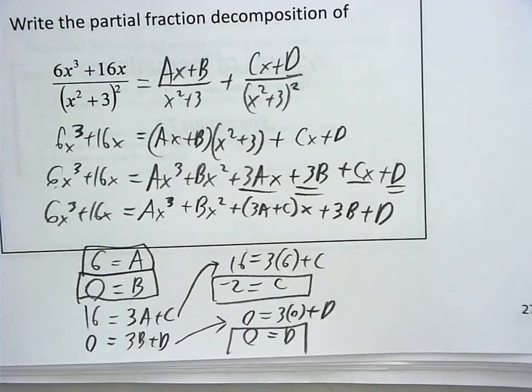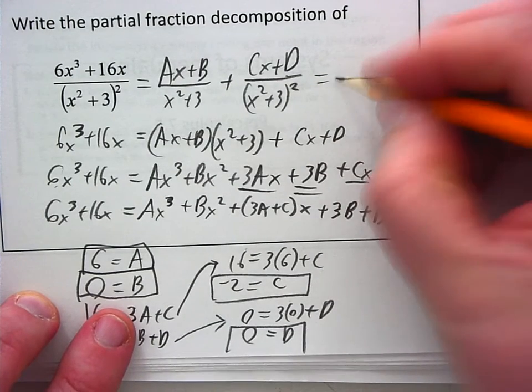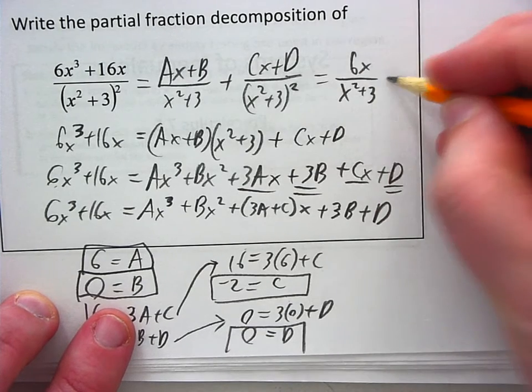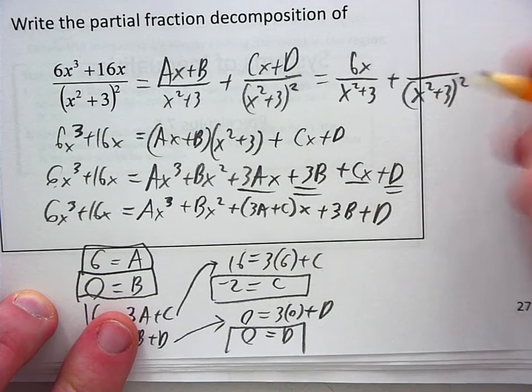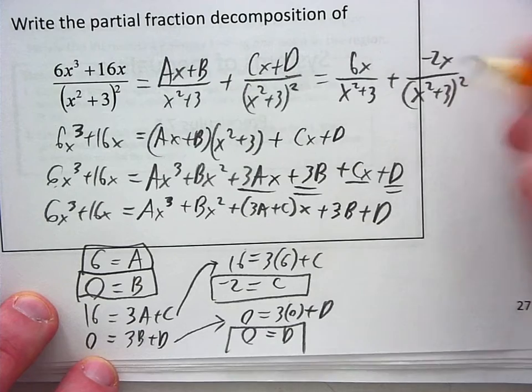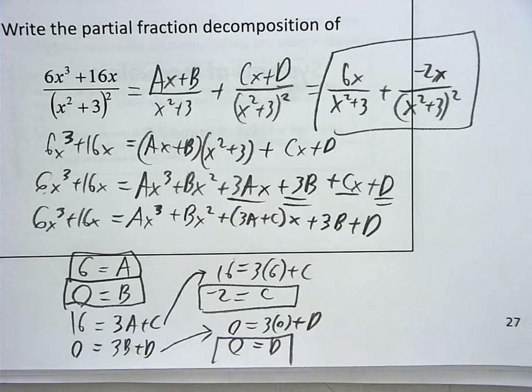Honestly, the last step is all you're doing is plugging them in. So, what's my numerator going to be on the x squared plus 3? 6x. What is my numerator going to be on the x squared plus 3 squared? Negative 2x. So this is your partial fraction decomposition. Questions on any of it?